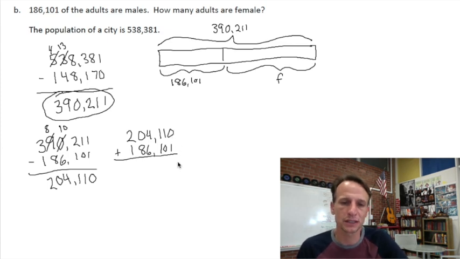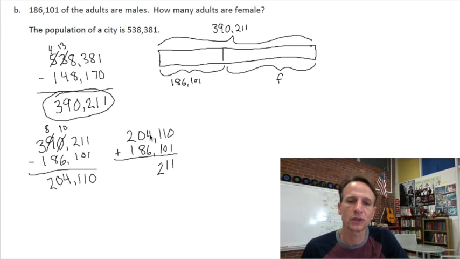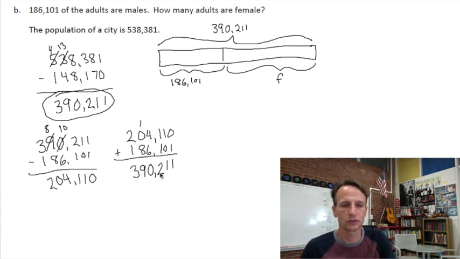0 plus 1 is 1. 1 plus 0 likewise is 1. 1 and 1 make 2. 4 and 6 make 10. Regroup the 1. I might as well place that comma while I'm here. 1 and 0 and 8, 9. 2 and 1 are 3. Beautiful. Does it check out? It does. That means our answer is correct here.